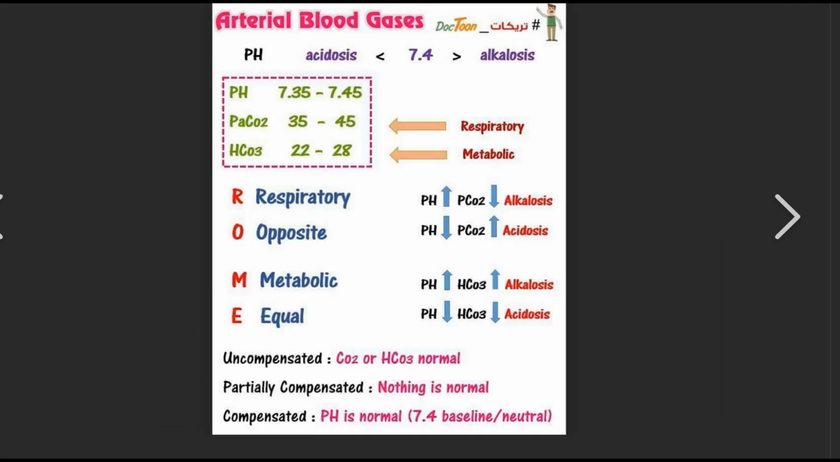I'm just going back to uncompensated, partial, fully compensated. Uncompensated, the third value is normal. Partial means the body tried to compensate but it's not successful. That means everything is abnormal, nothing is normal. Fully compensated means pH is normal.